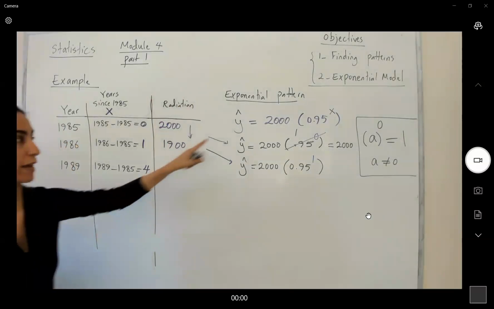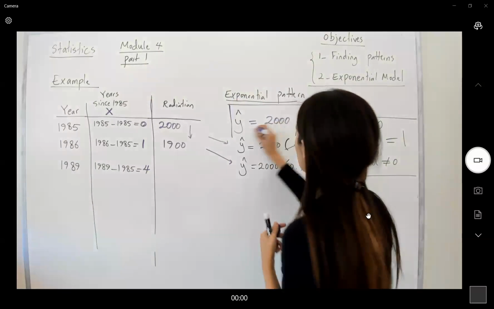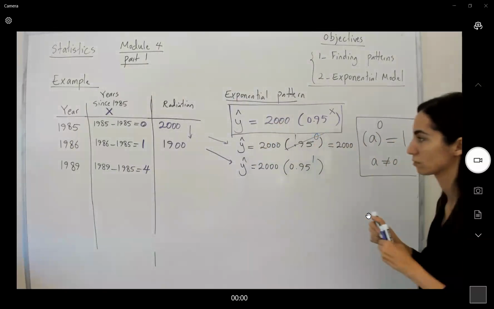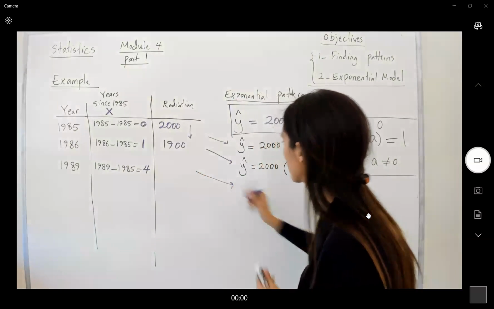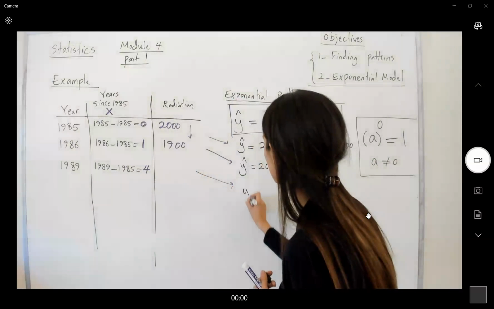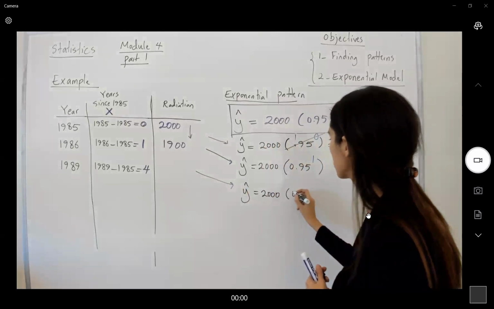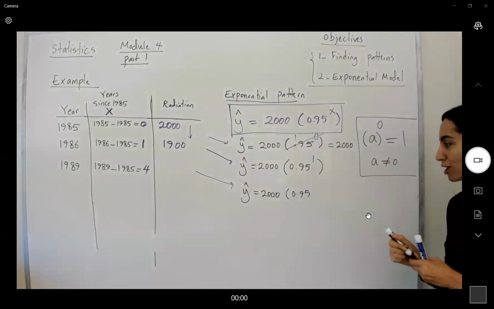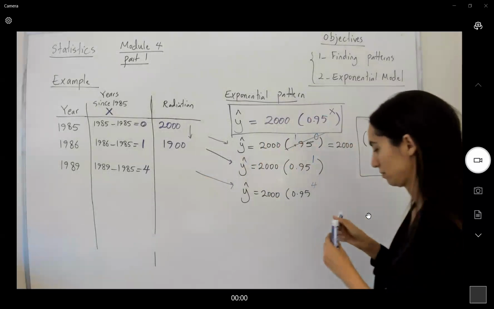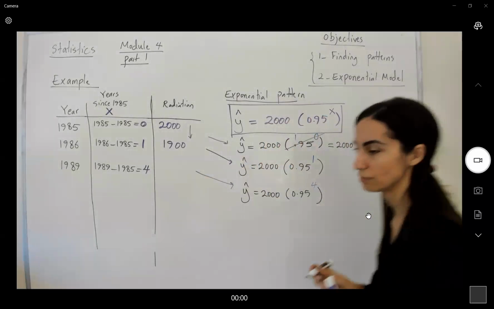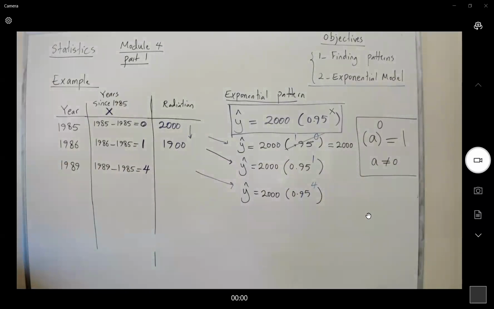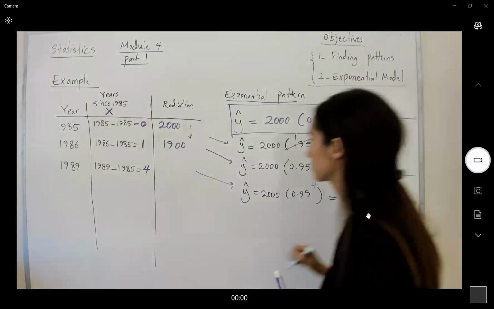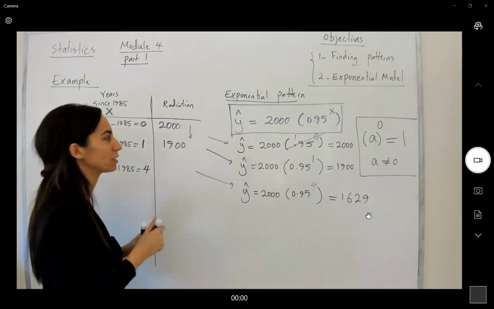Okay, I have 4, and I have a nice formula here. I'm going to plug that in, then use the calculator to do the calculation. So here we have y hat, the predicted value, equals 2000 times 0.95 raised to what exponent? I need my exponent, which is x, which is 4. Now let us do the calculation. This is equal to 1,629. This one was 1,900. So here we have the amount of radiation. We expect this to get smaller and smaller.